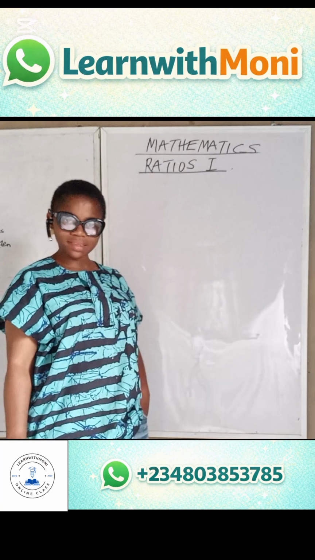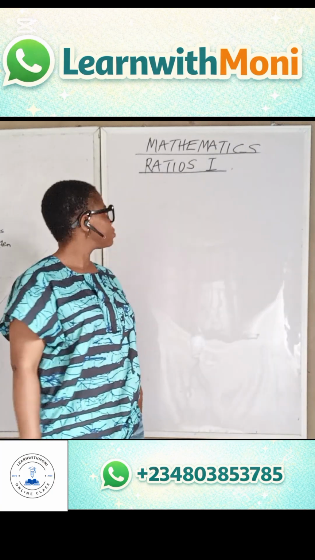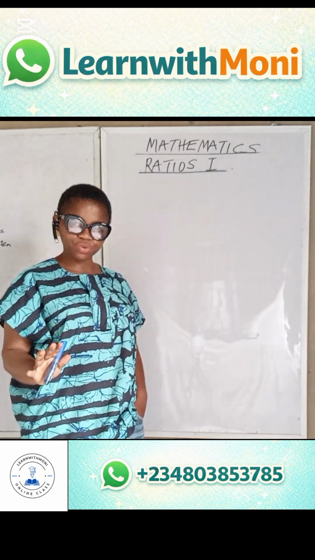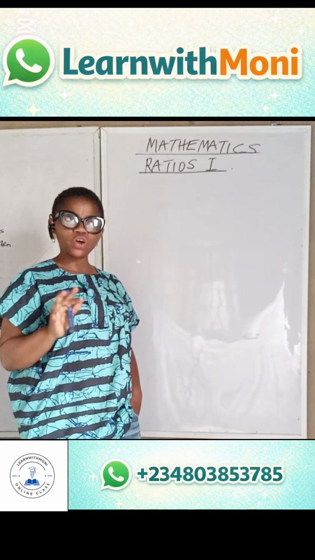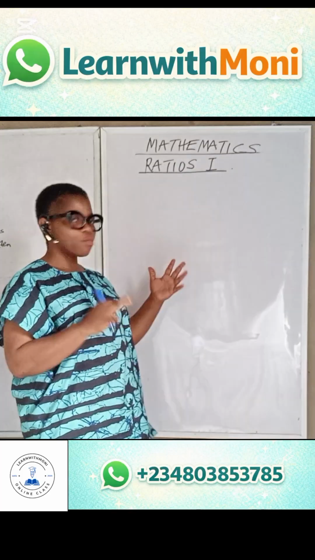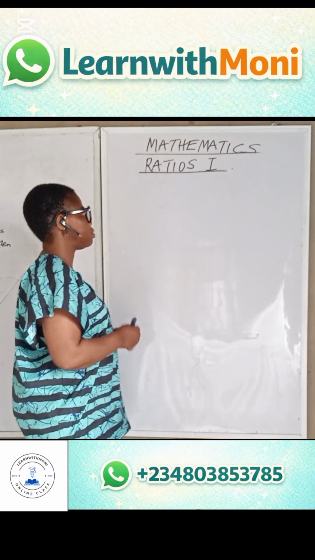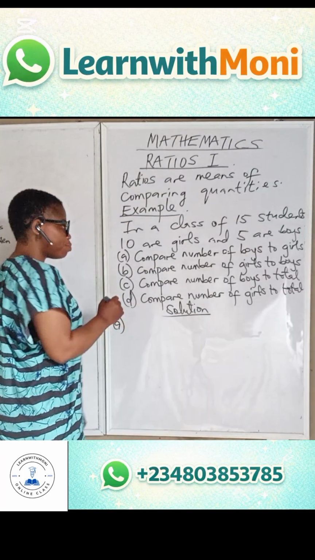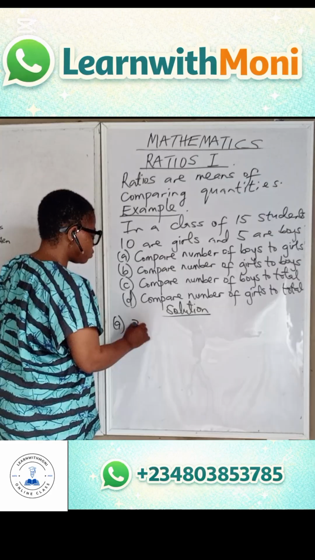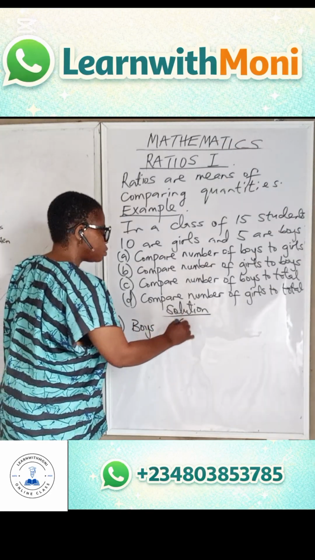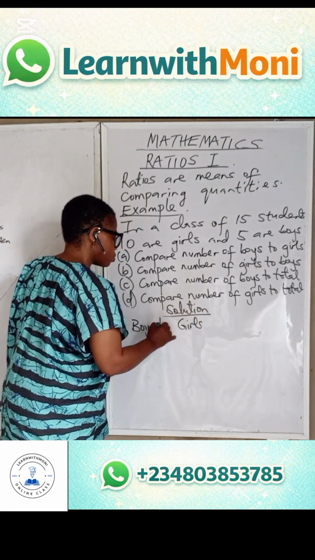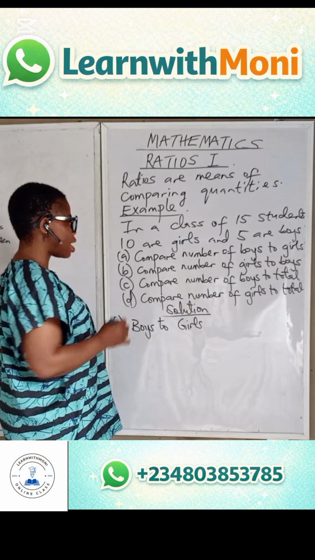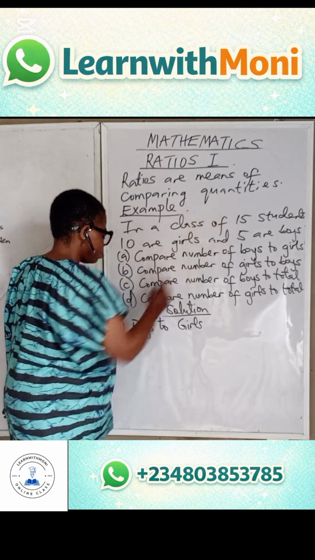Today we'll be looking at ratios. What are ratios? Ratios are just means of comparing quantities. The first one, A, compare the number of boys to girls. Boys to girls. The number of boys in that class is 5.